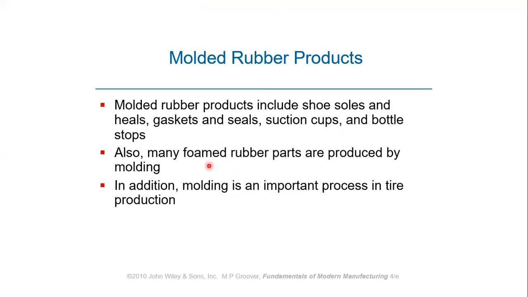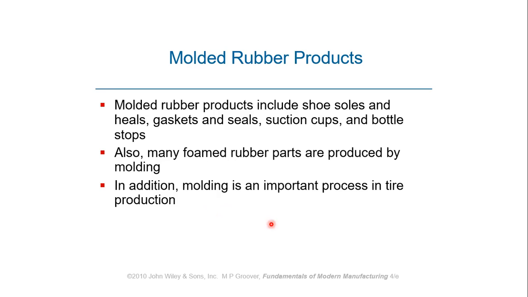And foamed rubber can also be produced using molding. You will have a cavity, and inside the cavity you put the rubber raw material, and the blowing agent will be present in that cavity too. Once the vulcanization is done and you take it out, you will get a foamed rubber part. That means the blowing agent will produce gaps in the rubber material, and you'll get a foamed rubber product.